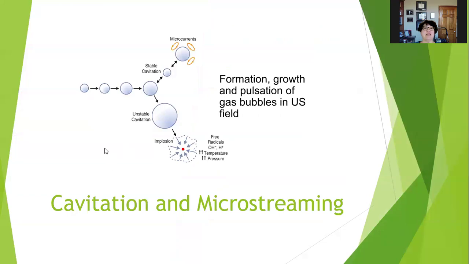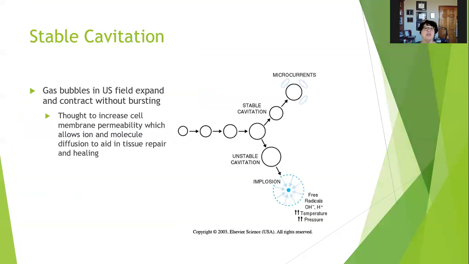Cavitation is where little micro bubbles form, and they form microcurrents. Stable cavitation is the one that has the effect in non-thermal ultrasound. Unstable cavitation, the bubbles get so big that they pop. And these are microscopic. You can't see them with your eyes. But that microstreaming, that's part of what increases the cellular permeability. So stable cavitation is gas bubbles in the ultrasound field expanding and contracting without bursting.